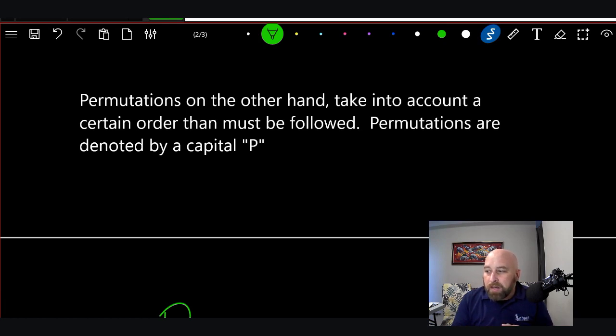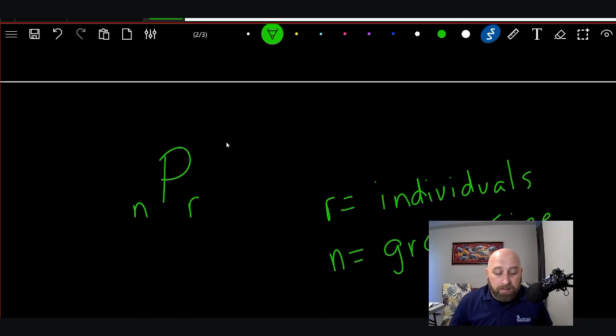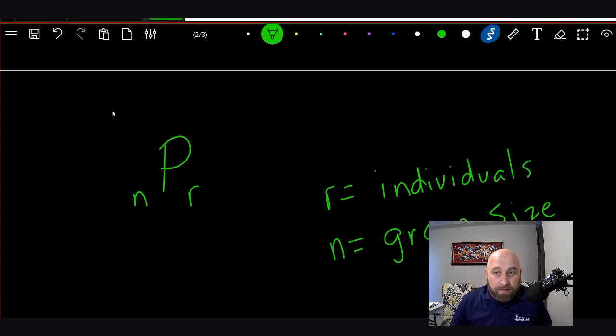So when the order counts, when it has to be done in a certain order, that's called a permutation. When the order doesn't matter at all, that's called a combination. Permutations are denoted by a capital letter P. So when you see a capital letter P in math, it's talking about a permutation.